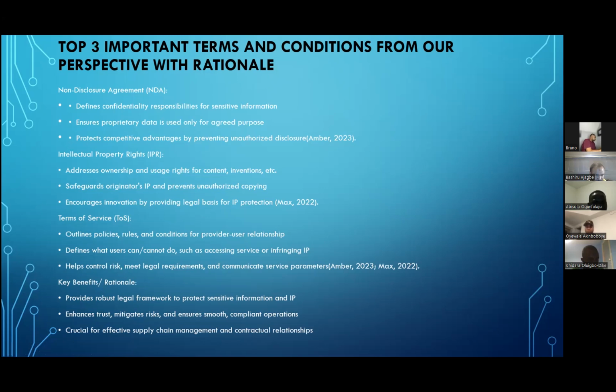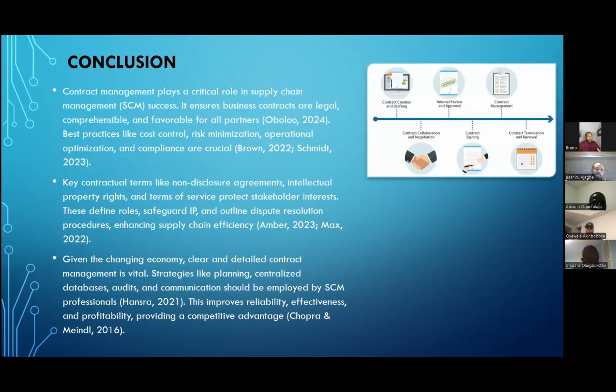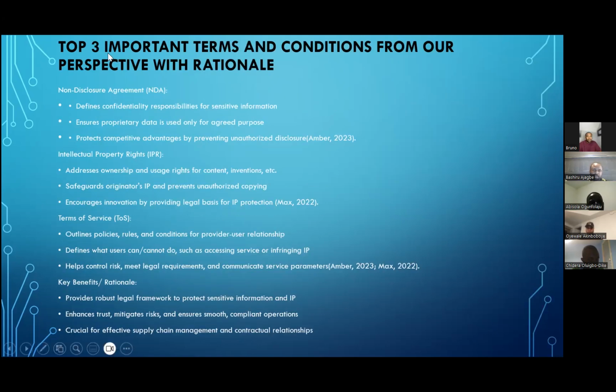So there are some key benefits also. One of the key benefits is to provide a robust legal framework to protect sensitive information. Another is to enhance trust, mitigate risks, and ensure smooth and compliant operation. Another is that it is crucial for effective supply chain management and contractual relationships. So I'm going to pass to my next colleague in this presentation to talk about the conclusion. Thank you.